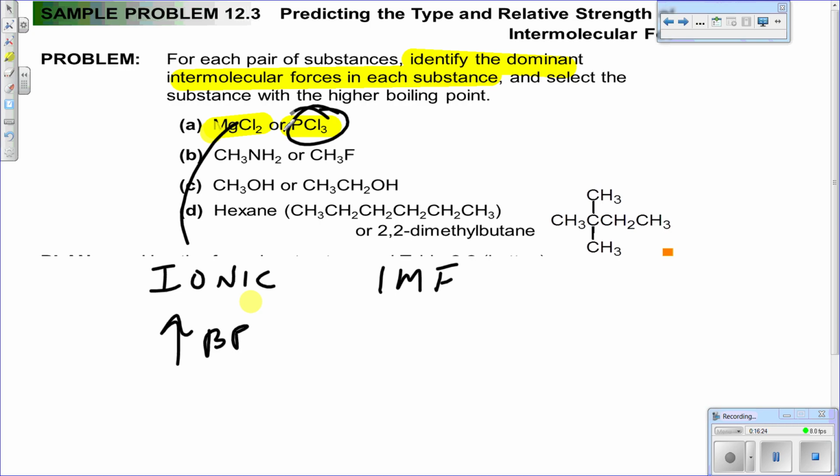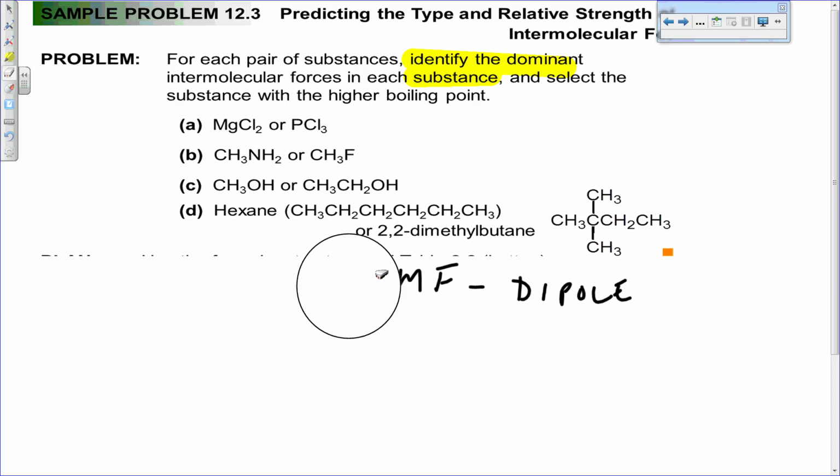Now, PCl3, what type of intermolecular force does it have? It's actually a dipole. When you draw it, there is a lone pair of electrons on the central atom. So that's how you would do it. You'd basically list the forces in each and then identify. I would check this having a higher boiling point. Okay. So let's do the next one.